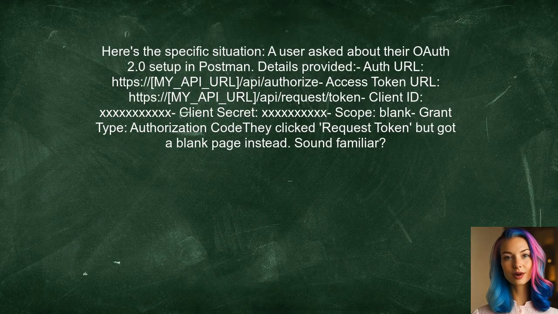Let's take a closer look at the specific situation. One user reached out with a question about their OAuth 2.0 setup in Postman. They provided their auth URL, access token URL, client ID, and other details, but when they clicked Request Token, they ended up with a blank page instead of a successful redirect. Sound familiar? Let's figure this out together.